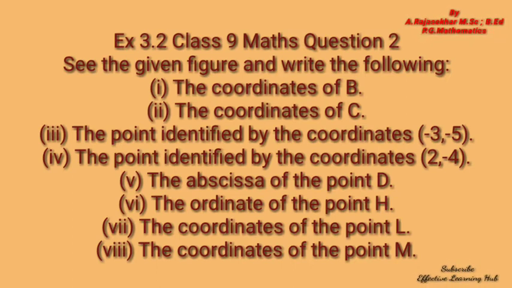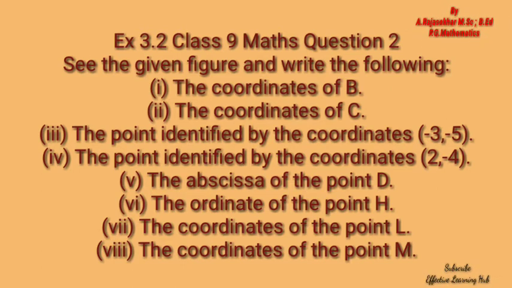Second question: see the given figure and write the following: the coordinates of B, the coordinates of C, the point identified by the coordinates (-3, 5, -5), next, the point identified by the coordinates (2, -4), the abscissa of the point D, the ordinate of the point H. Seventh one is the coordinates of the point L. Eighth one is the coordinates of the point M.